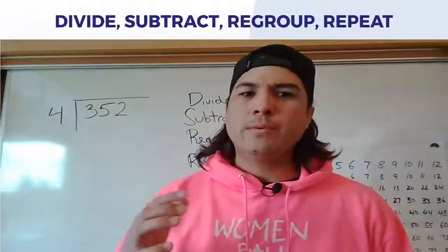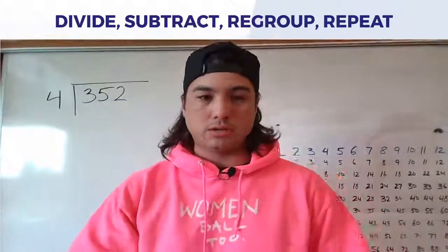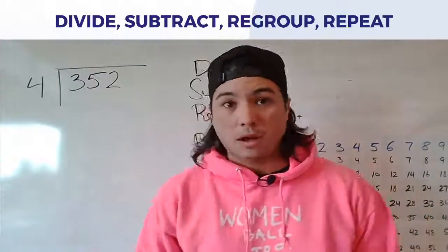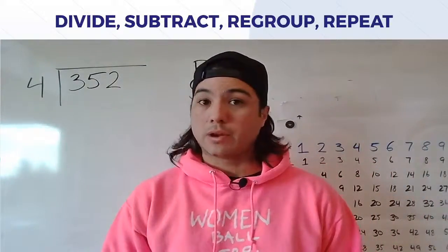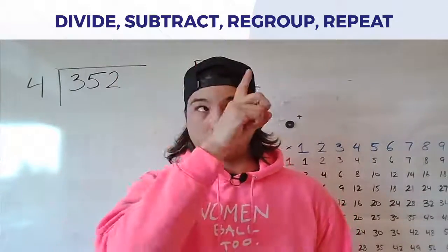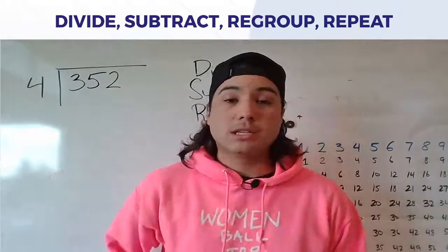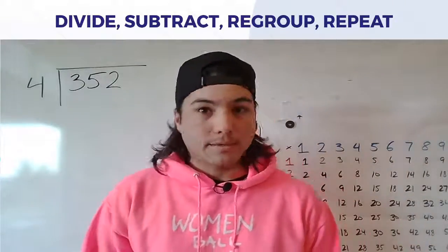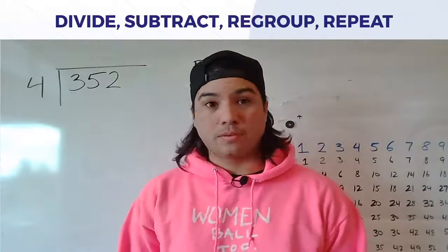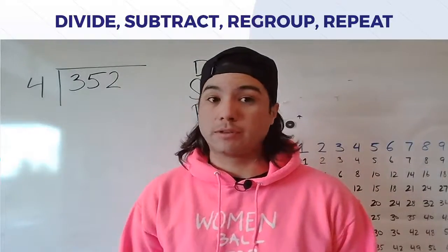Now, when we get into our division with the standard algorithm, remember: divide, subtract, regroup, repeat, right? Those are our steps. Divide out the largest place you've got, subtract the amount that you just divided, regroup any remainders to the next place over, and then repeat the process over and over again.